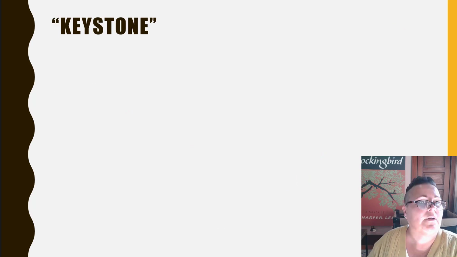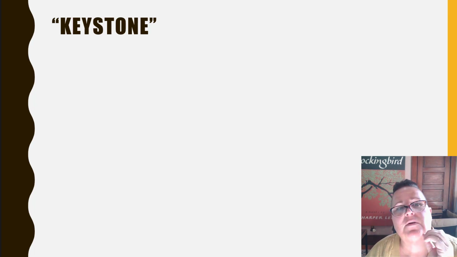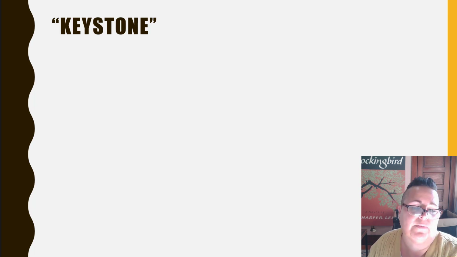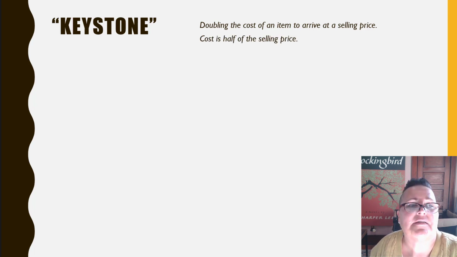All right, so we're going to talk about the idea of keystoning. Keystoning is a sort of quick and easy way to talk about your cost of an item compared to your selling price of an item. So when you keystone something, you essentially double the cost of that item in order to arrive at the selling price. So what that means is that you are aware that your cost is half of the selling price.